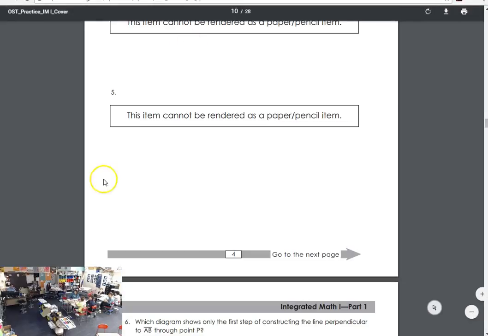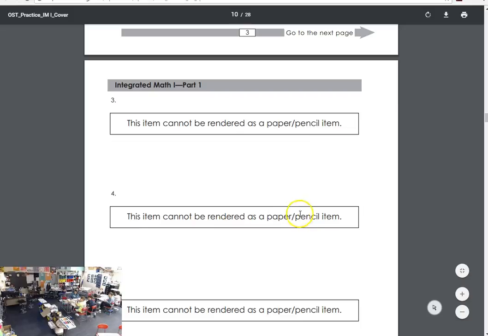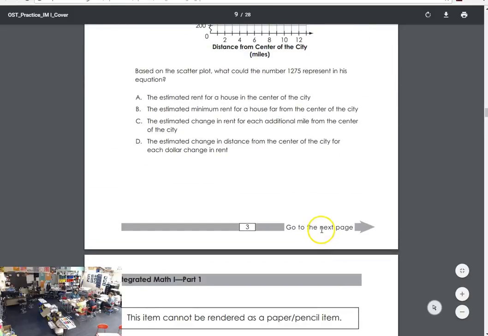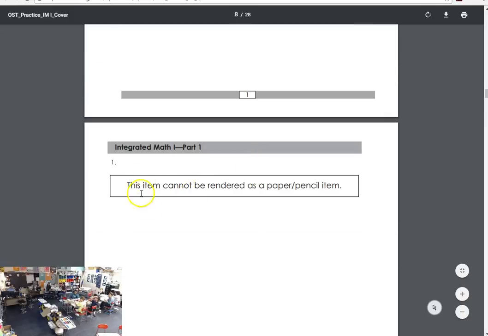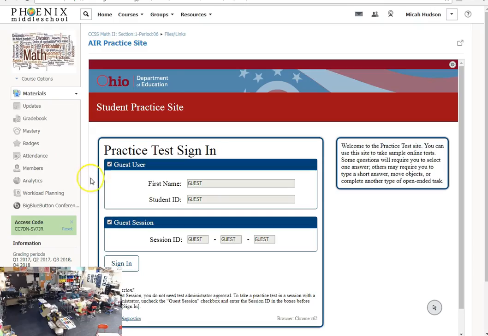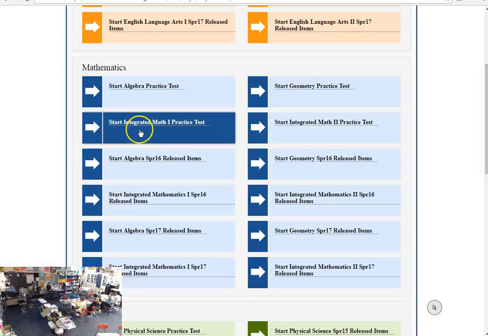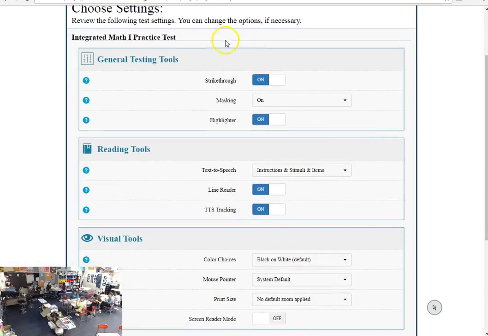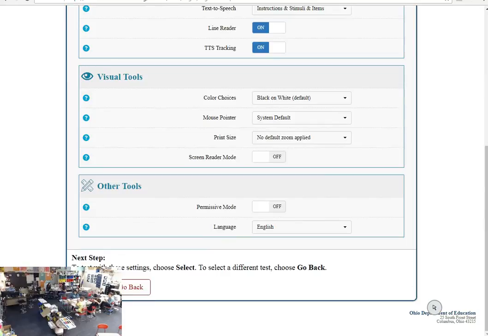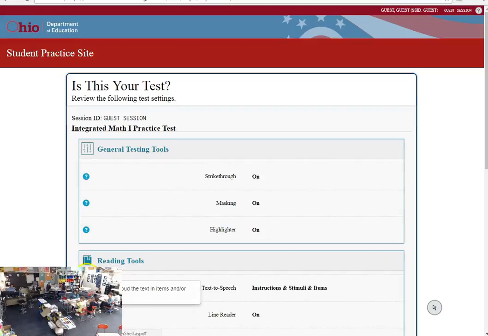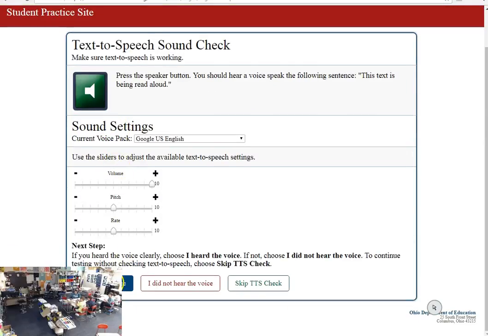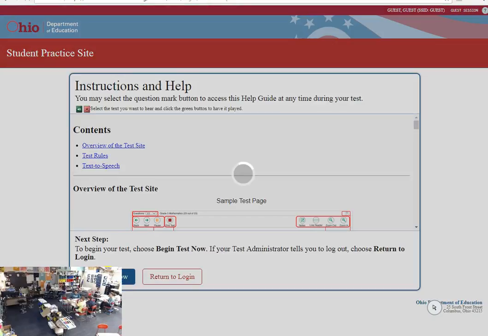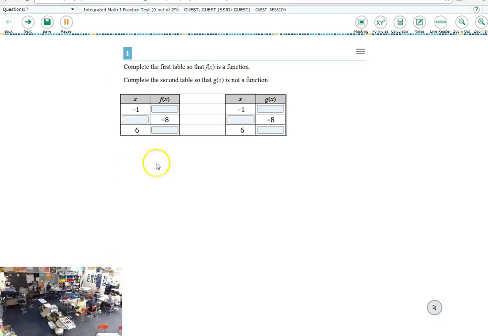They have paper tests. The problem is this item cannot be rendered as paper pencil. So some of them can be rendered as paper pencil. Some of them cannot. So I would just go on here and look at their practice site and choose a test. And you can decide your settings. And then, okay, whatever, skip this. Begin test. You've got to do some clicking. Then you check out the test one.